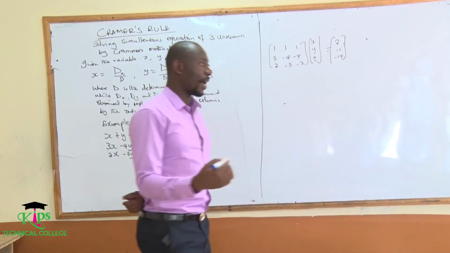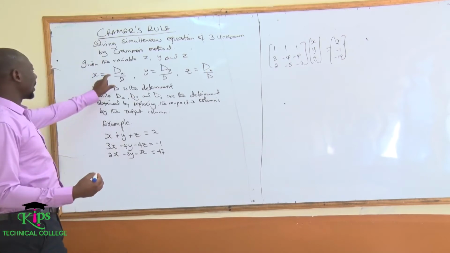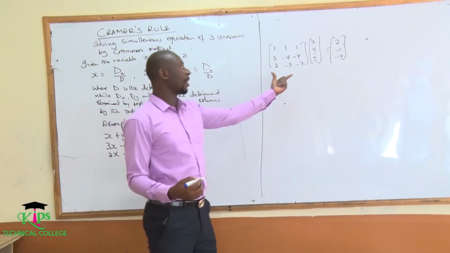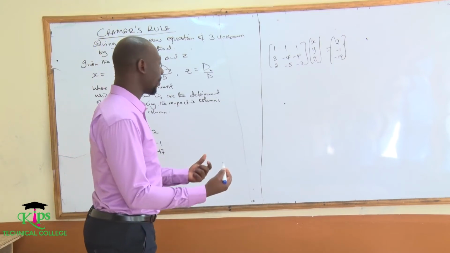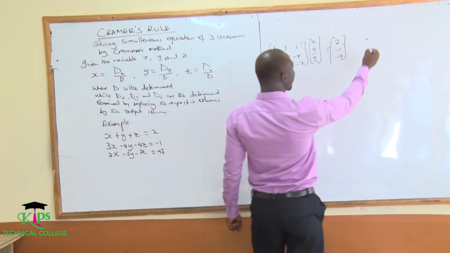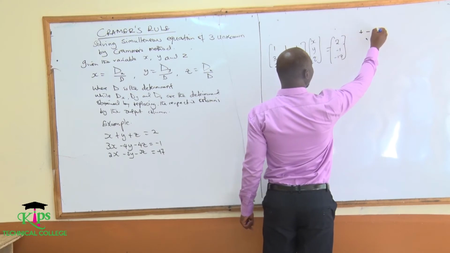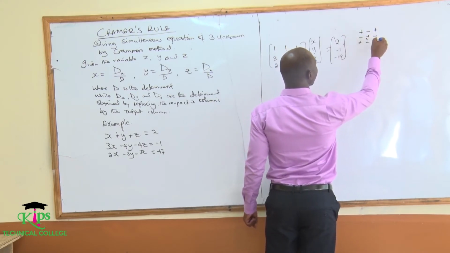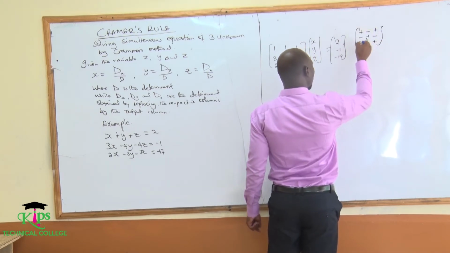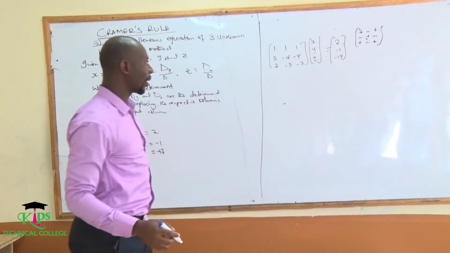To solve it, first you need to get D, that is the determinant of this 3x3 matrix. And how do you get the determinant? For you to be able to get the determinant, you form the sign array, that is plus, minus, plus, minus, plus, minus, plus, minus, plus. So you use the sign array to be able to get the determinant.